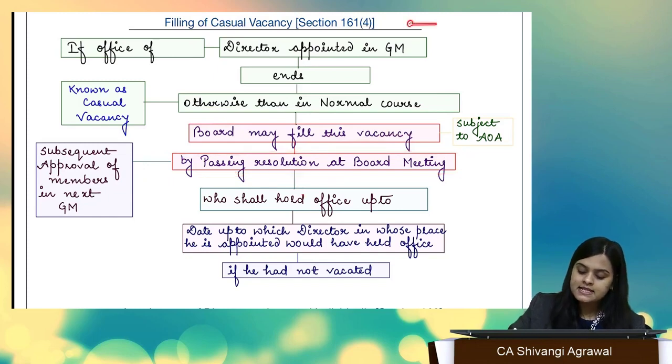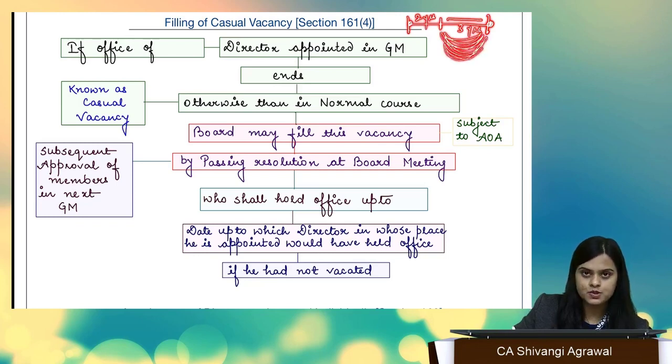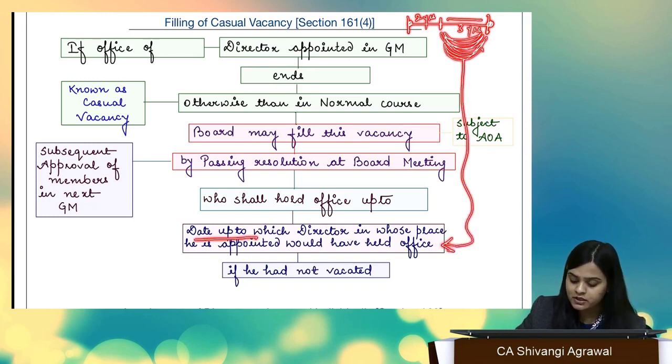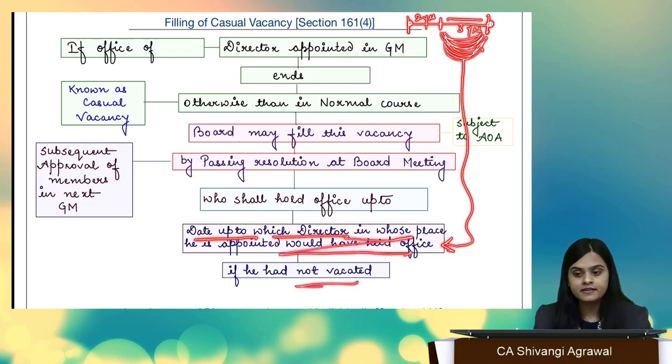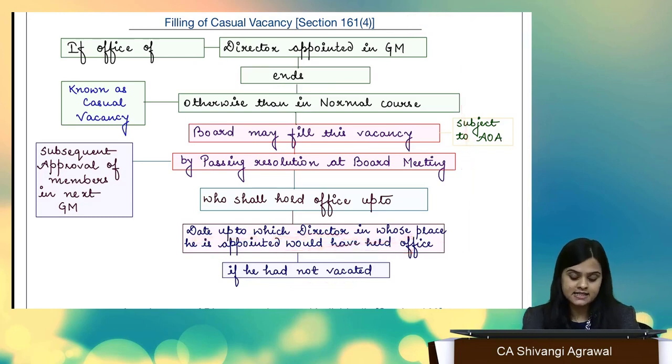Now, it is a casual vacancy. For 2 years he worked and for the remaining 3 years he could not work. So his vacancy is for 3 years only. So whoever fills this position is going to hold office only up to the date which the director in whose place he is appointed would have held had he not vacated. That means this particular date. So anyone who is filling the casual vacancy is not going to hold office beyond this date. He cannot hold office beyond this particular date. Is that okay? Is that fine?